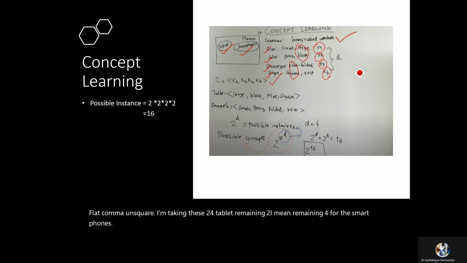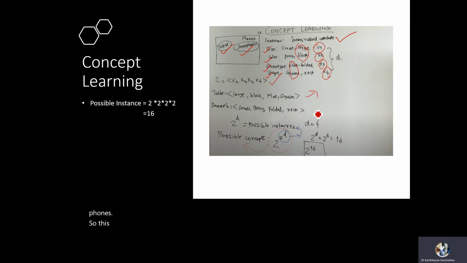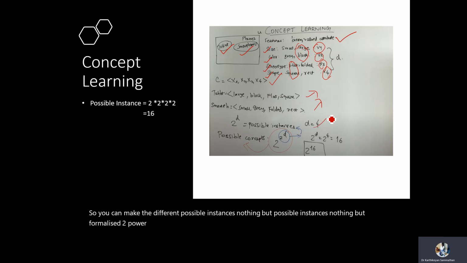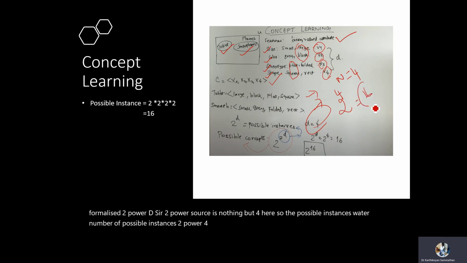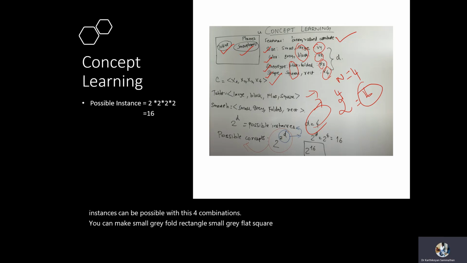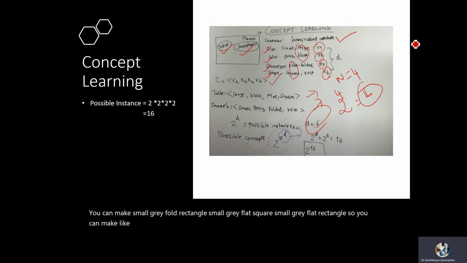Now you can make different possible instances. The formula is 2 power n, where n is 4 here. So what is the number of possible instances? 2 power 4 is 16. So 16 possible instances can be made with these four features. You can make small gray fold rectangle, small gray flat square, small gray flat rectangle, and so on, totally 16 possible.